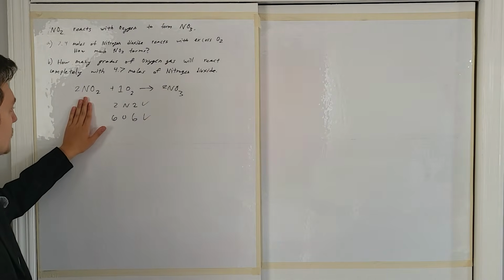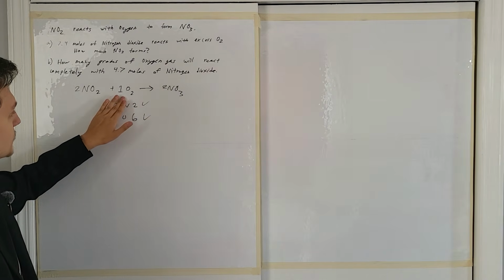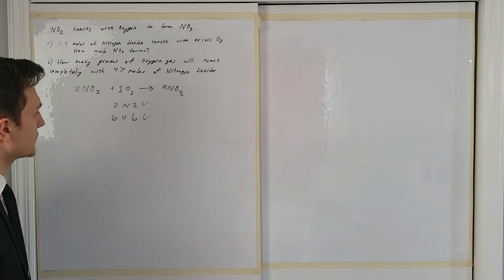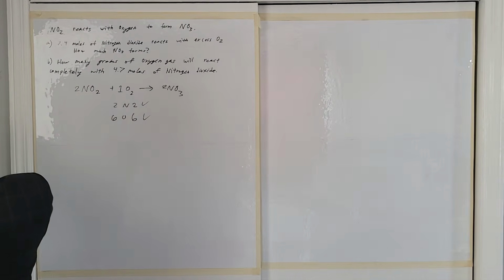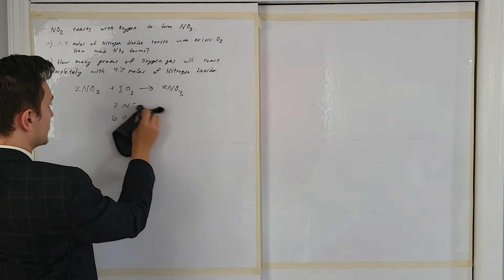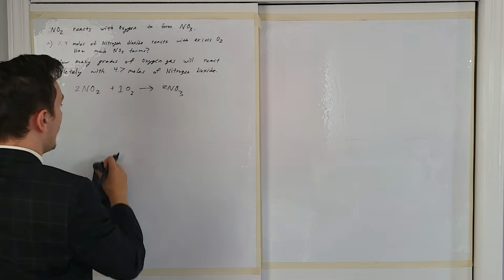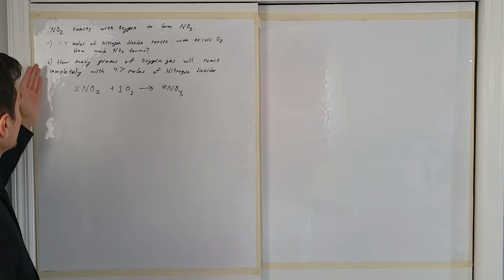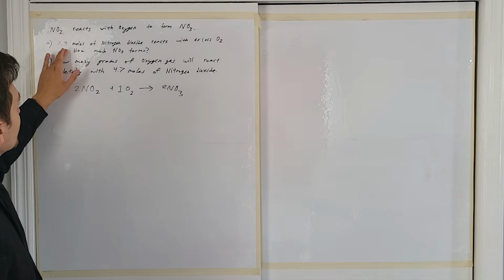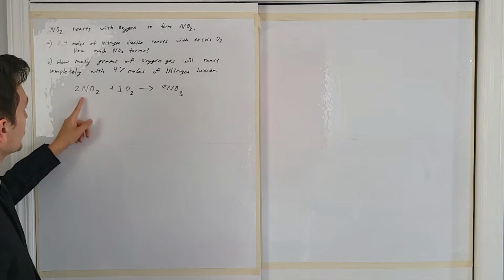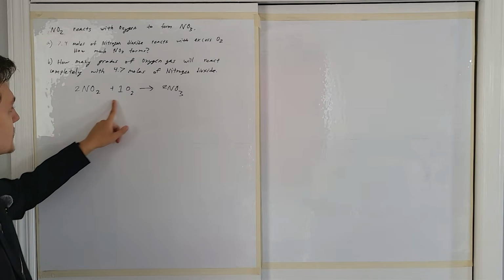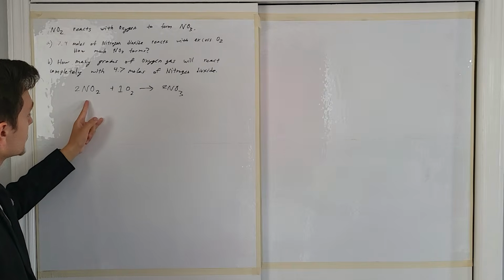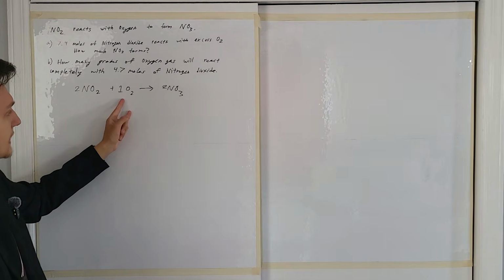So I have 2 moles of nitrogen dioxide reacting with 1 mole of oxygen gas to form 2 moles of nitrogen trioxide. Cool. Now I have a balanced chemical equation. Now I know how reactants become products. So my first problem, A, asks me if 7.4 moles of nitrogen dioxide, 7.4 moles of this, reacts with excess O2, how much NO3 forms? Okay, so nitrogen dioxide is our limiting reactant, O2 is in excess.